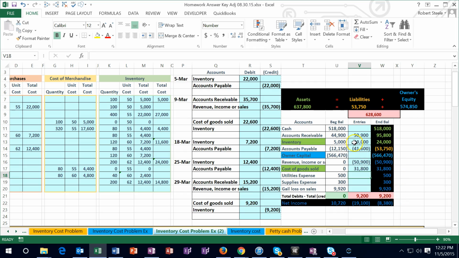Then we'll go up to the inventory, double click on that, go to the end of it, plus, and we're going to say inventory is going to go down because inventory is a debit balance, that's a credit, goes down to 14.8, which of course matches our worksheet here. What's the effect on net income? It went up by the 15.2, then down by the 9.2. So our net income effect on this transaction is 6,000.